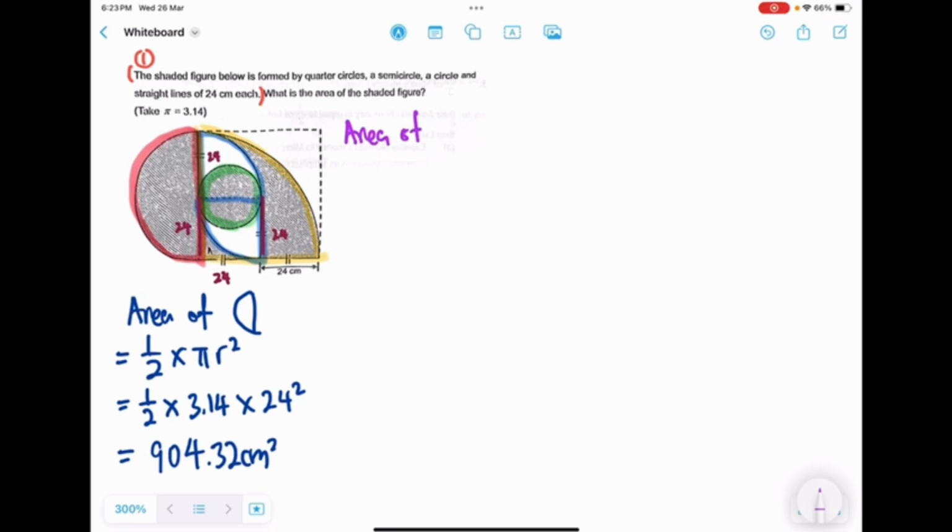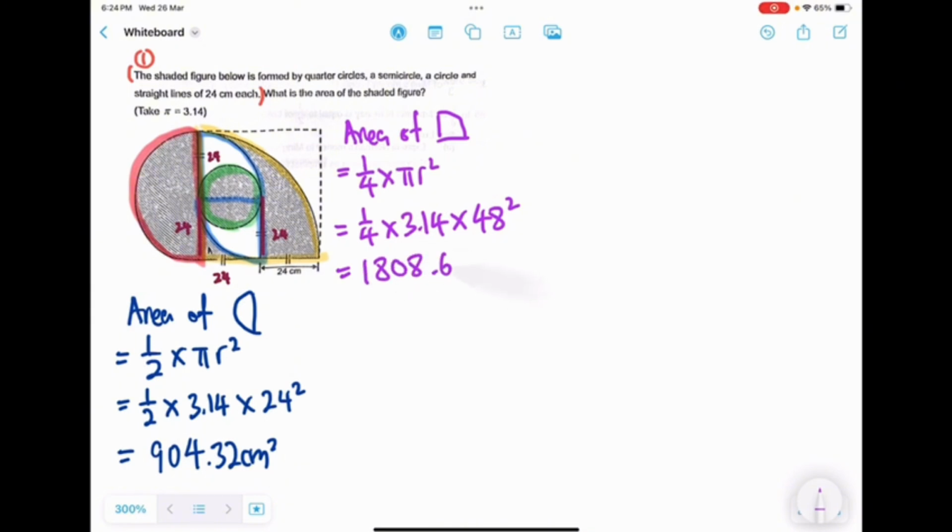Now moving on to find the area of my big quadrant. Area of quadrant is simply 1/4 times pi r square. Substituting the values, that would give me 1/4 times 3.14 times 48 square, because the radius of my big quadrant is 24 plus 24, and that will give me 48. Typing this in my calculator, what I am going to get is 1808.64 cm square.